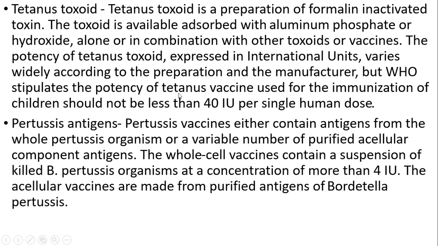Pertussis antigens. Pertussis vaccines either contain antigens from the whole pertussis organism or a variable number of purified cellular component antigens. The whole cell vaccines contain a suspension of killed B. pertussis organisms at a concentration of more than 4 international units. The acellular vaccines are made from purified antigens of Bordetella pertussis.